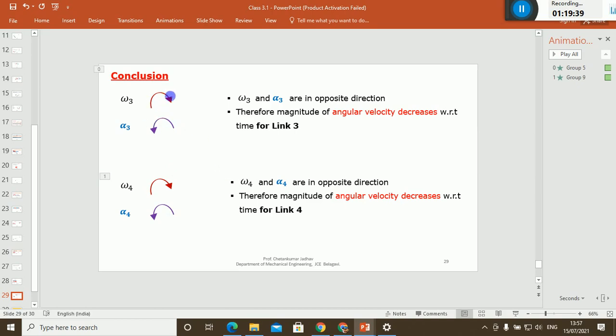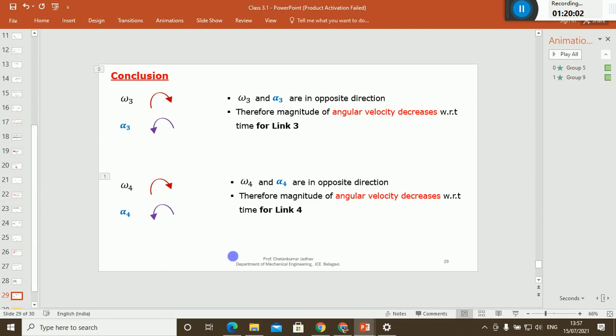If they are in the same direction, you can say that the angular velocity is increasing. Since for kinematic link 3 as well as link 4, the velocity as well as acceleration are in the opposite direction, you can say that for link 3, the angular velocity is decreasing. For link 4 also, the angular velocity is decreasing.